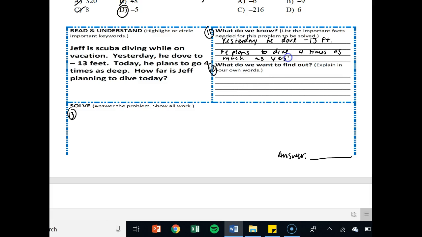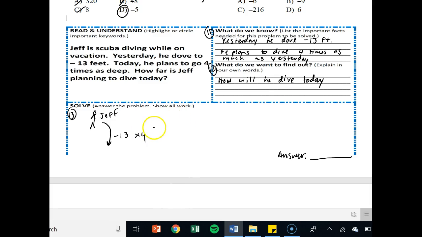What we want to find out is how far will he dive today. So you got Jeff here. I'll draw a little stick figure. He's going to go down -13 feet. But then he's going to do that times 4 today, right?